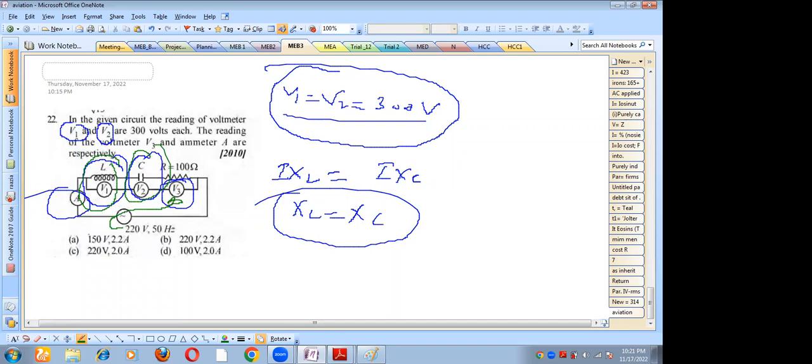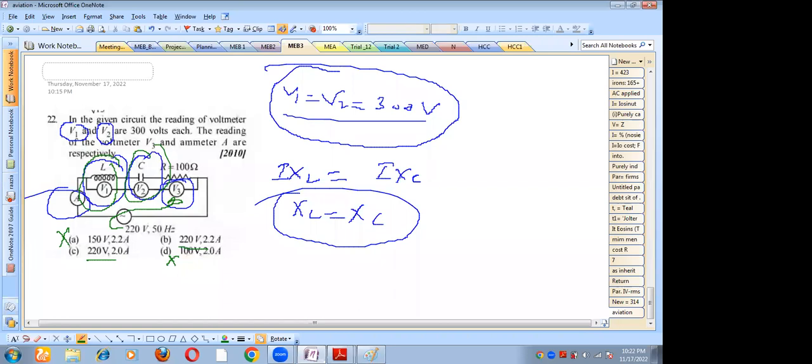So the applied 220 volts will appear across the resistor. So the reading of V3 will be 220. See my point? So D is correct, and A cannot be.